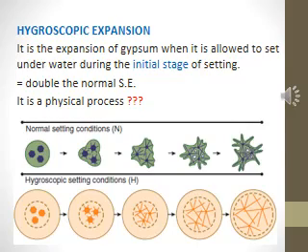The hygroscopic expansion is double or more than double the normal setting expansion. In the normal setting expansion, as you observe in the diagram, the crystal growth is limited by a limited amount of water. The surface tension of this limited amount of water limits the growth of these crystals and inhibits it from developing more expansion, as in the hygroscopic expansion.